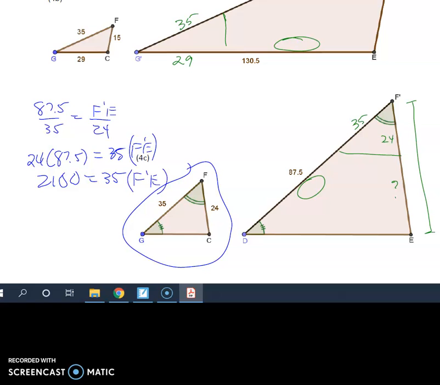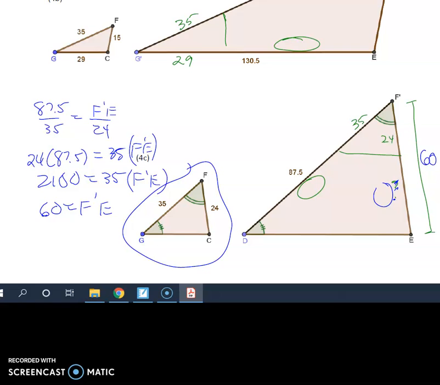And if I divide by 35, F prime E is going to be a total of 60. Now I'm able to figure out what that little piece is going to be. That would be CE. So that's critical for this problem.